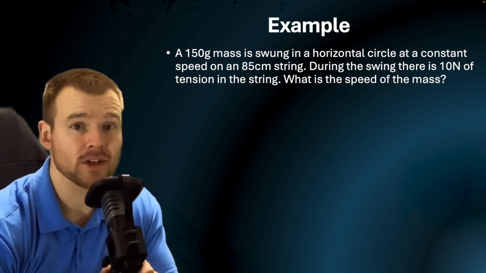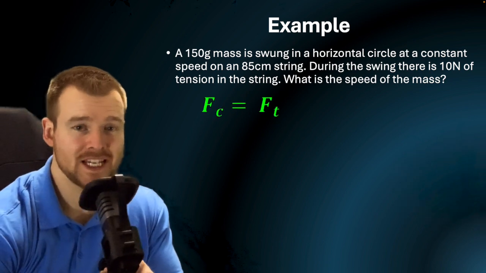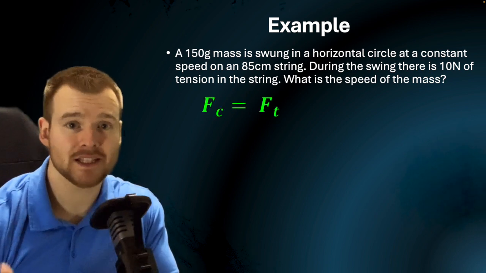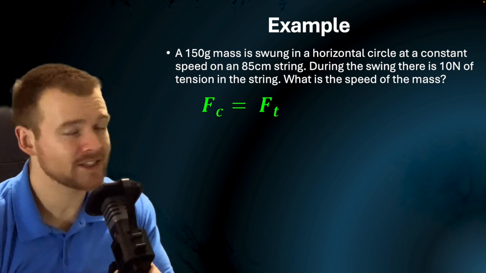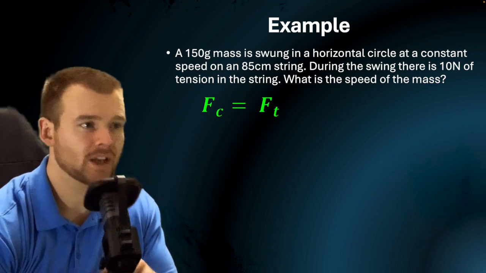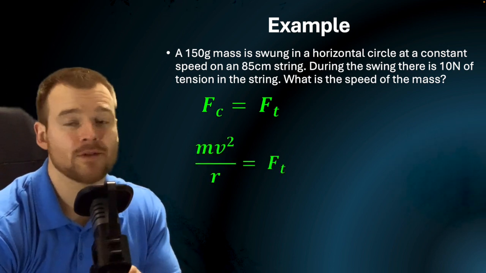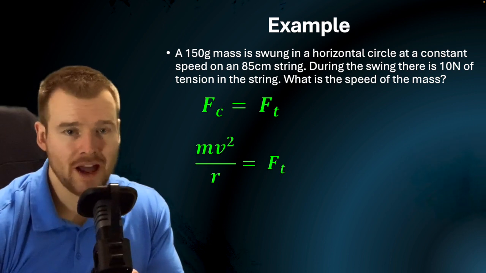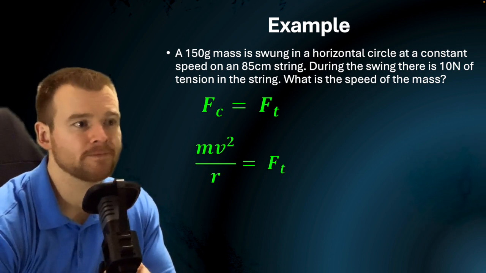Whenever we know that something's going in a circle, we're going to start with Fc equals something. In this case, the Fc is provided by tension. Fc is equal to Ft. The formula for Fc is mv squared over r. There's no formula for Ft, that's just the value of tension.